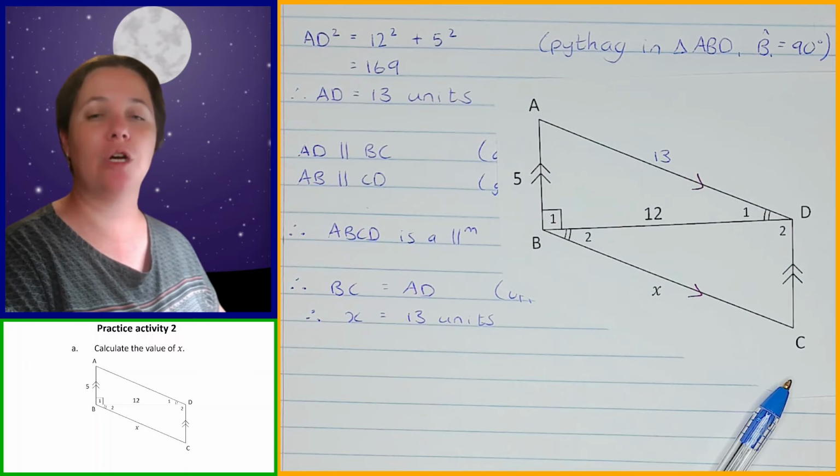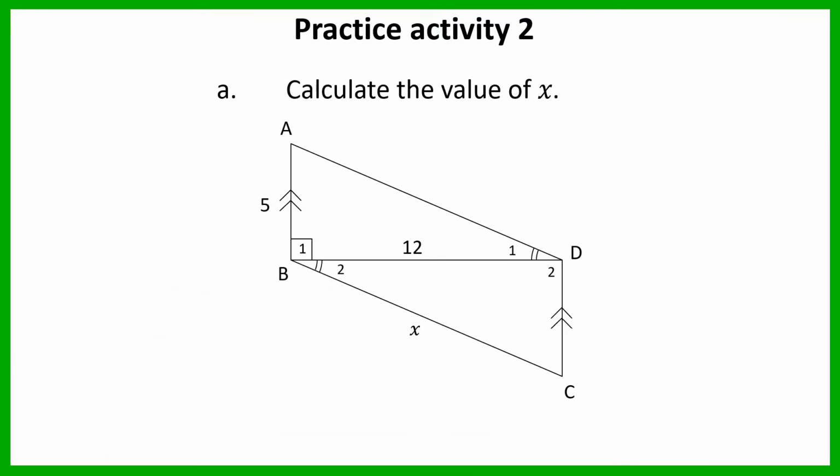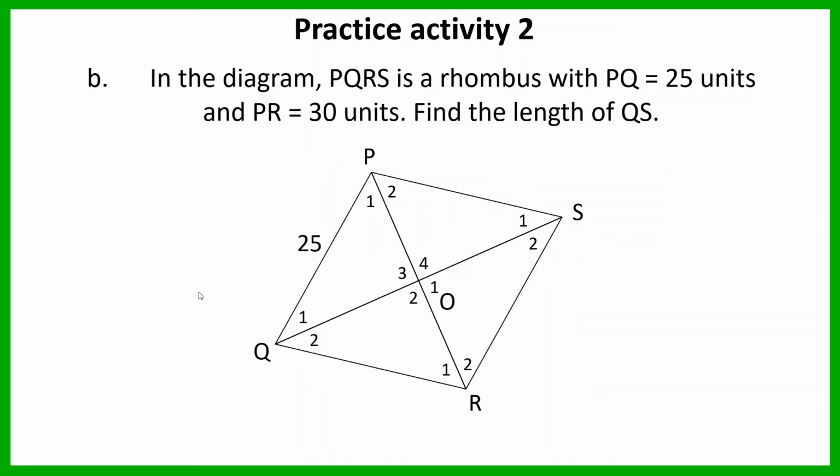Now we're going to go on to the last question for today. In question B, you're told that in the diagram PQRS is a rhombus with PQ equal to 25 units and PR equal to 30 units. Find the length of QS.